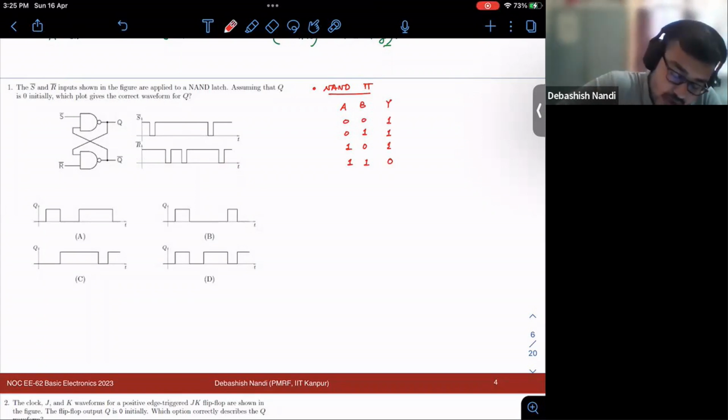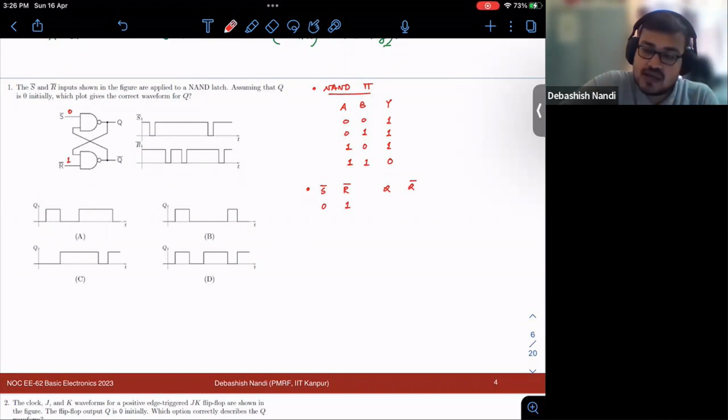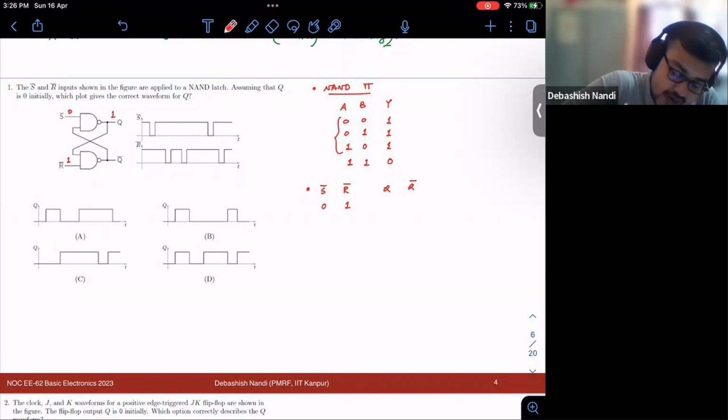Now, what would be your NAND latch operation? You see your S bar, R bar, Q, Q bar. When S bar is 0, R bar is 1, what happens? That means, if any of the input is 0, then output is 1 from the NAND gate truth table, right? From these three. So this will be 1, and similarly 1 1, this will be 0. So your 0 1 creates the output 1 0. Similarly, your 1 0 will create the output 0 1.